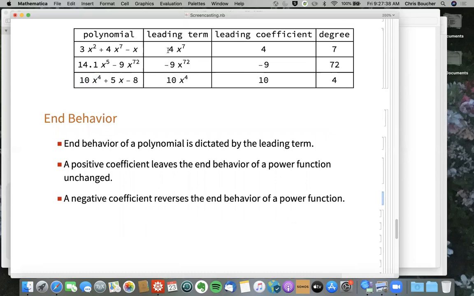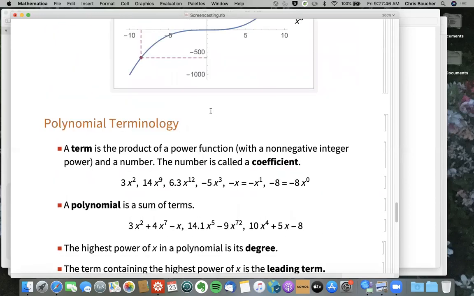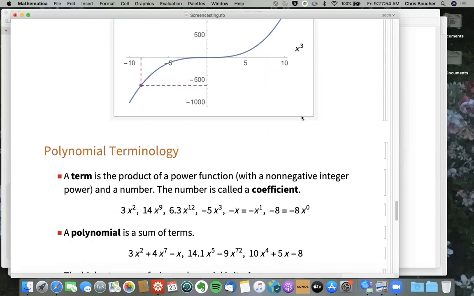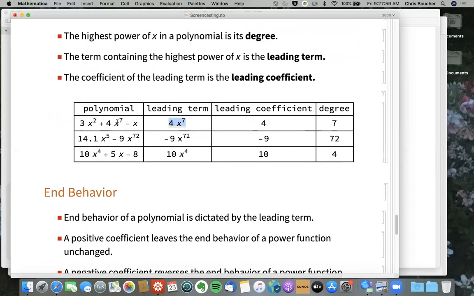Okay, so for example, in looking at this leading term, 4x to the 7th, now that's an odd power function, right? So that's going to have this kind of shape, where it's going to go up to the right and down to the left. The coefficient is positive, so that's not going to change anything. So now I know the end behavior of this polynomial.